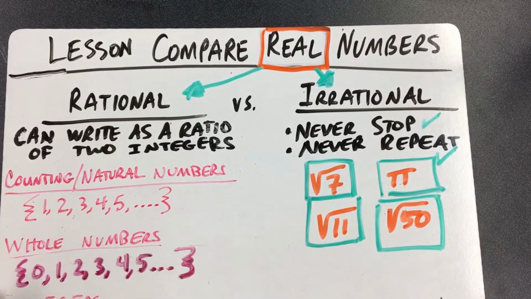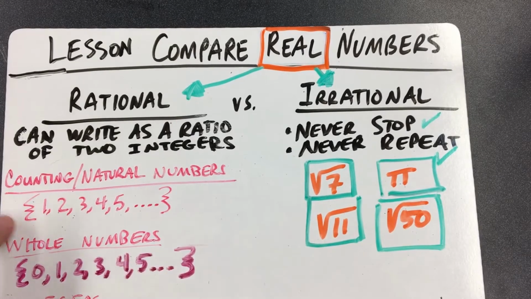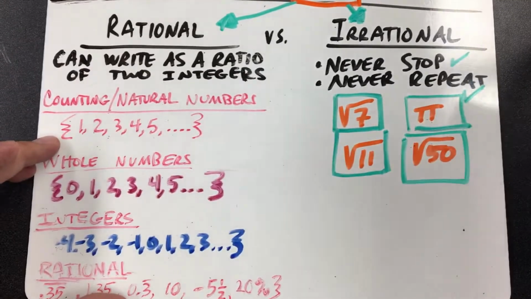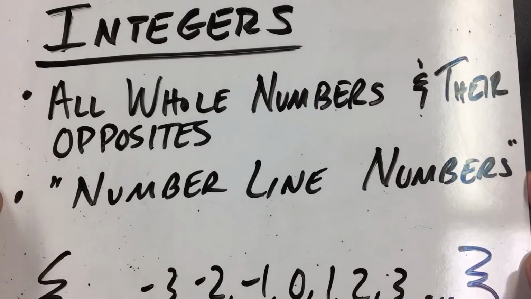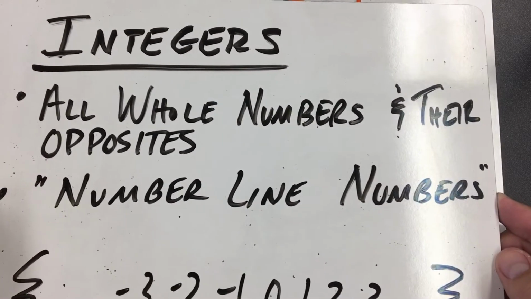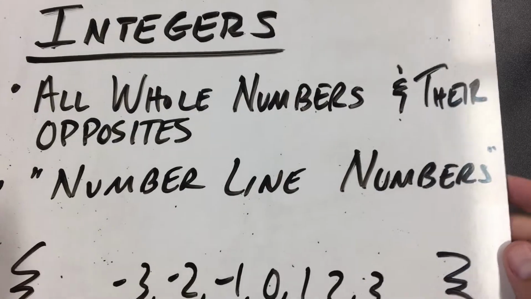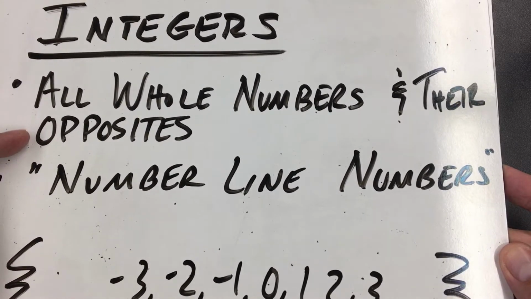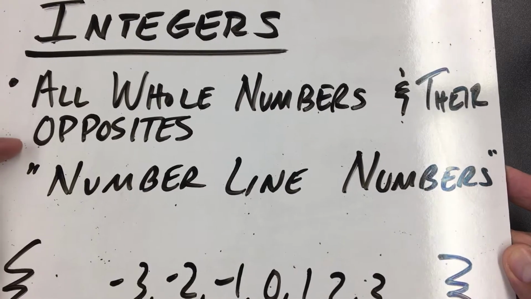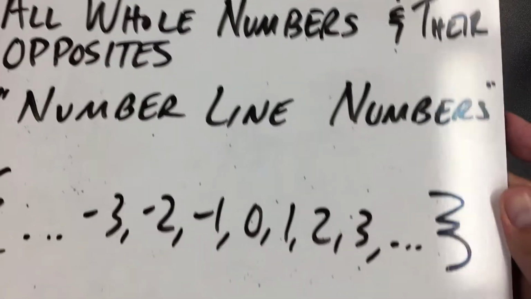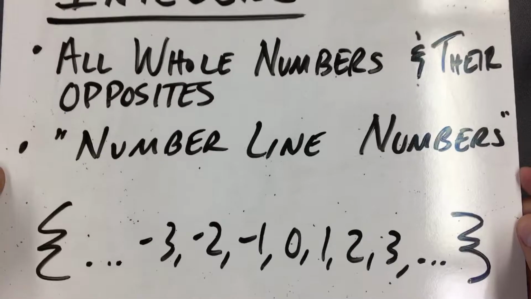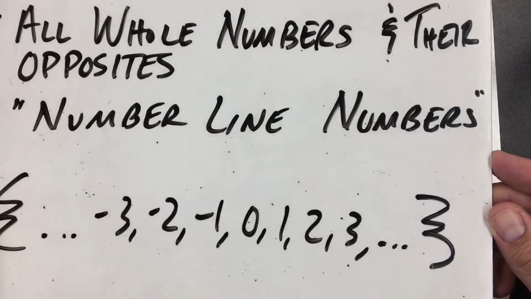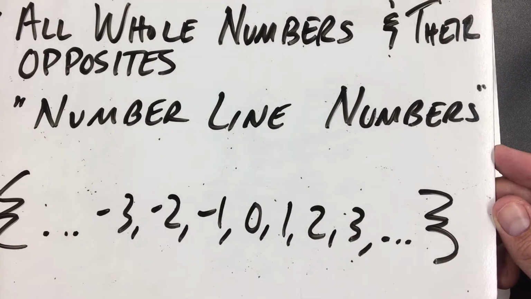Okay, the next group is called integers. Some people pronounce that incorrectly because they don't know how to say it. It's integers. Now we're getting even a little bit bigger. These include all the whole numbers and their opposites. So instead of 1, now we also have -1. Instead of 2, we have -2. Instead of 3, we have -3. And so look at these. These are sometimes a little bit easier to think of as your number line numbers.